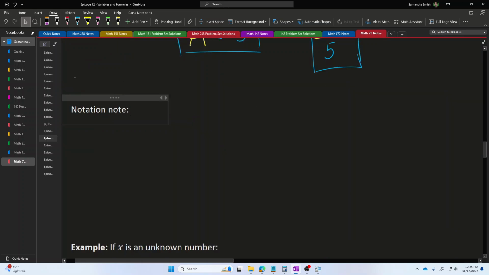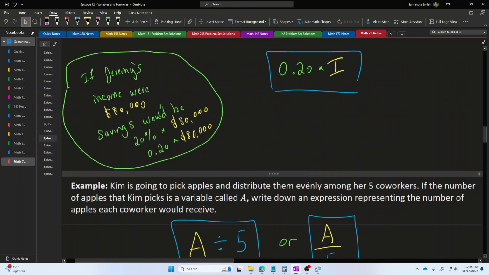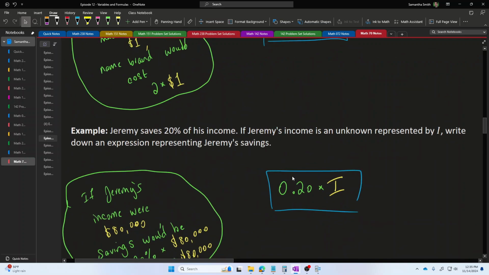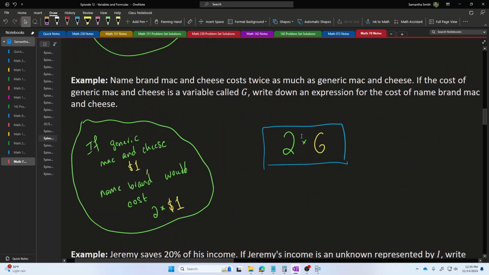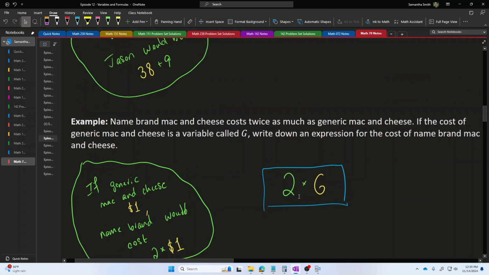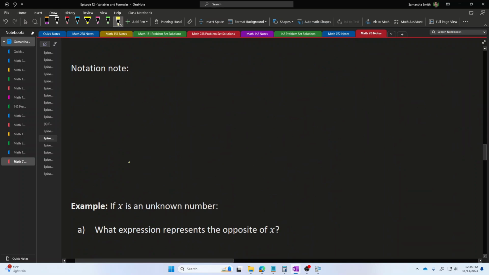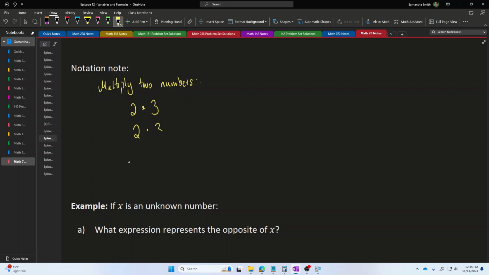Now, a quick little note about notation of expressions that involve multiplying together a number and a variable. If you multiply together a number and a variable, there is a special way to represent a product like that. If we multiply two numbers together, there are only three different ways to write that. You could do 2 and then a little cross and then a 3. You could do 2 and then a dot and then a 3. And then you could do 2 and then parentheses and a 3.